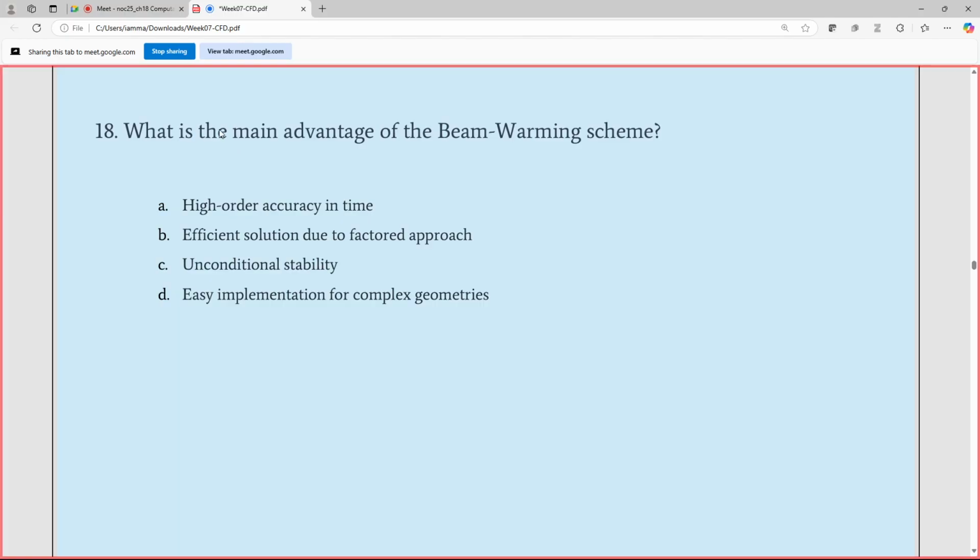What is the main advantage of the Beam-Warming scheme? Options are: option A, higher order accuracy in time. Option B, efficient solution due to factored approach. Option C, unconditional stability. Option D, easy implementation for complex geometries. The question is on the main advantages of the Beam-Warming method.